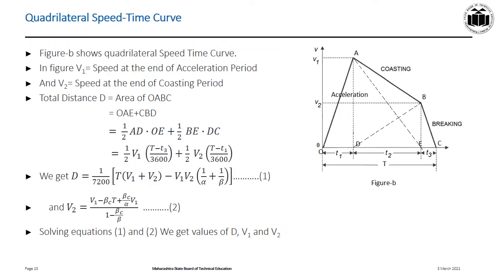Quadrilateral speed time curve. The figure shows the graph of quadrilateral speed time curve. V1 is the speed at the end of the acceleration period and V2 is the speed at the end of coasting period. The total distance d travelled by the train is calculated by the area under the quadrilateral curve. After solving these equations, we can calculate d is equal to 1 upon 7200 into T into (V1 plus V2) minus V1 V2 into (1 upon alpha plus 1 upon beta).